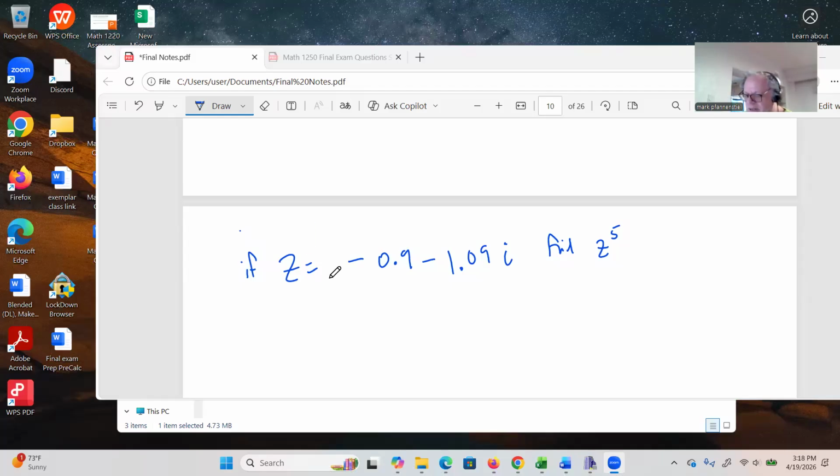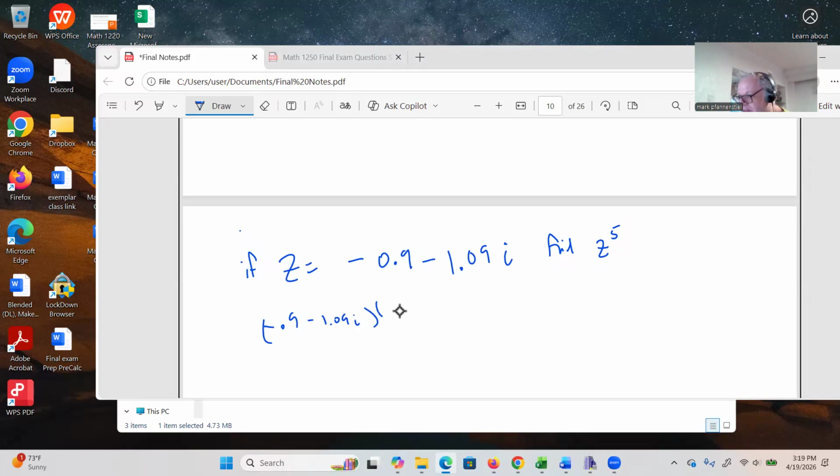We are going to be figuring out z to the fifth power if z were equal to negative 0.9 minus 1.09i. I do not want you guys to go ahead and do this. Don't do this and FOIL this thing out. I want you to use De Moivre's law, which will be provided. The formula for this will be provided for you, and do it that way.